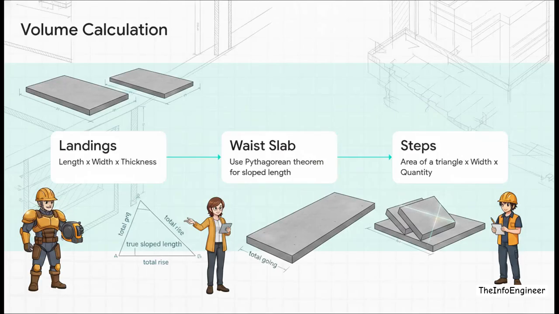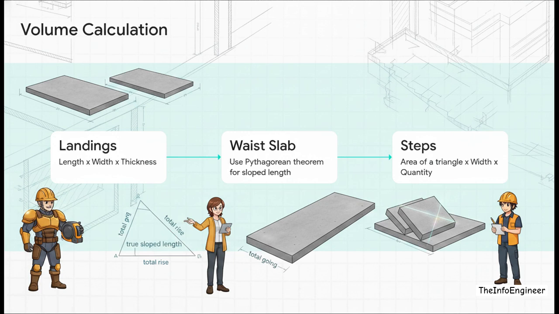So here is the exact QS workflow for the split calculation. Step 1, the landings. These are super easy. Just treat them as flat rectangular concrete slabs. Length times width times thickness. Done. Step 2, the waste slab.